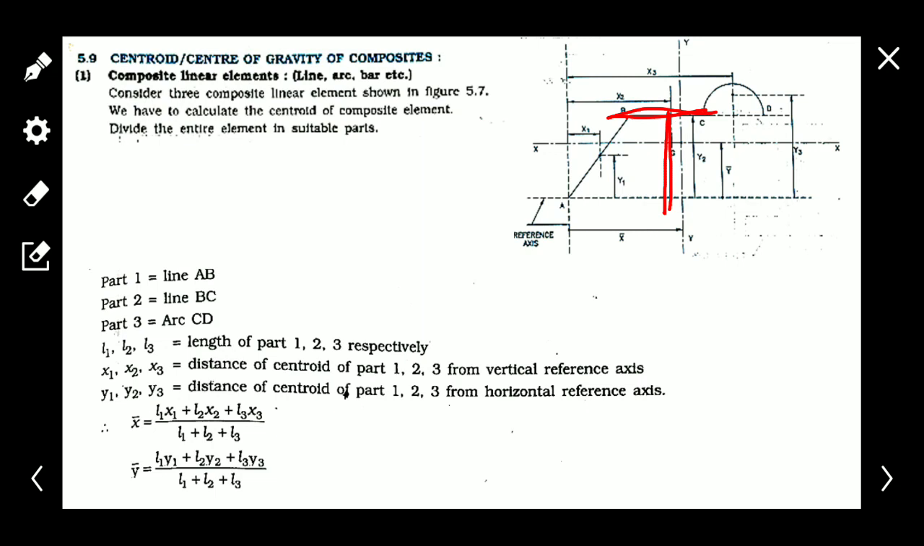Now how to find out the centroid or center of gravity for a composite linear element? By this equation: x bar is equal to L1 x1 plus L2 x2 plus L3 x3 upon L1 plus L2 plus L3. Similarly for y bar: L1 y1 plus L2 y2 plus L3 y3 upon L1 plus L2 plus L3.